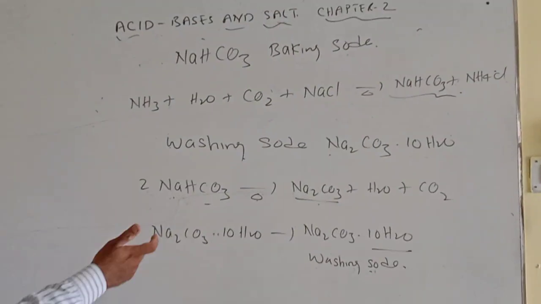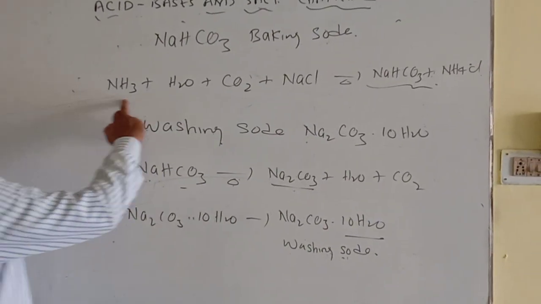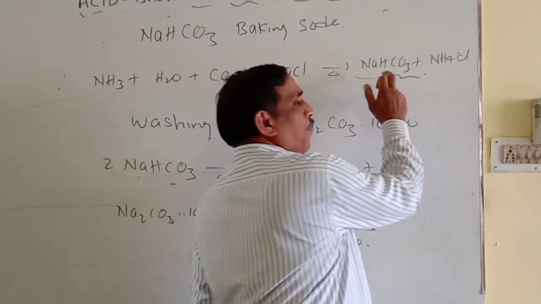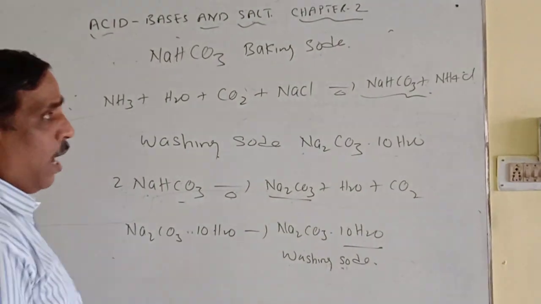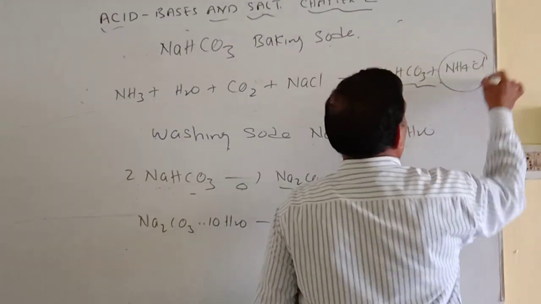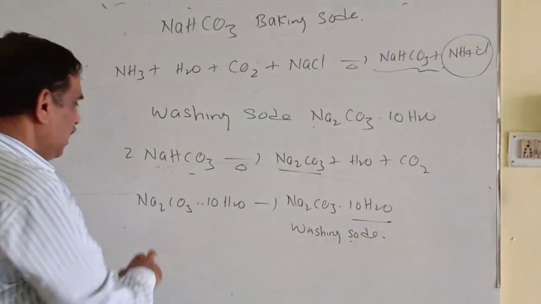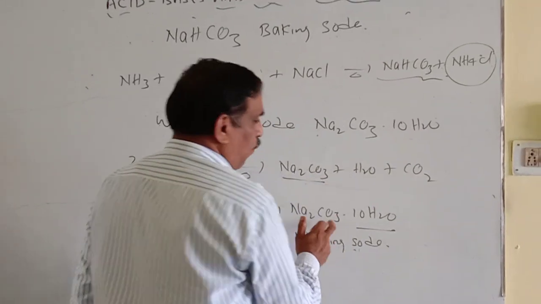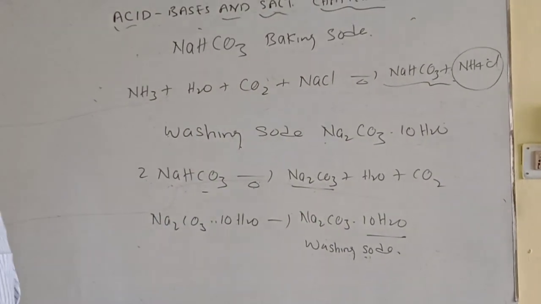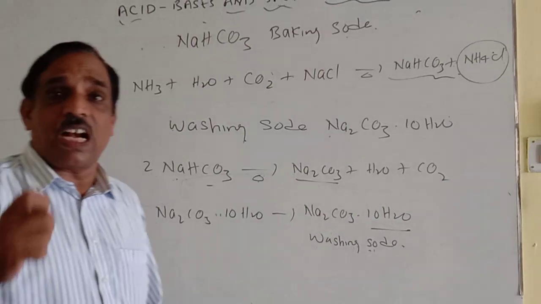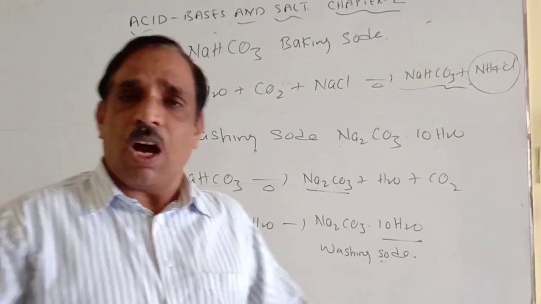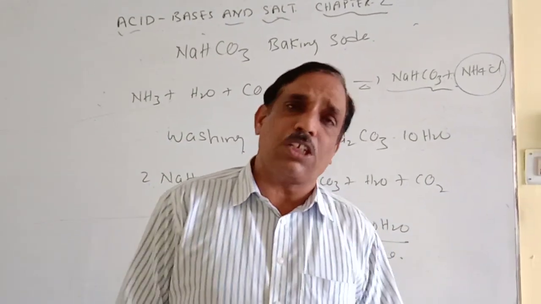Look at the equations. This is the equation for the preparation of baking soda. The byproduct is ammonium chloride. This is the equation for the preparation of washing soda. So a question can be asked: name the substance which has water of crystallization. Are the salts really dry? Such a question can be asked.